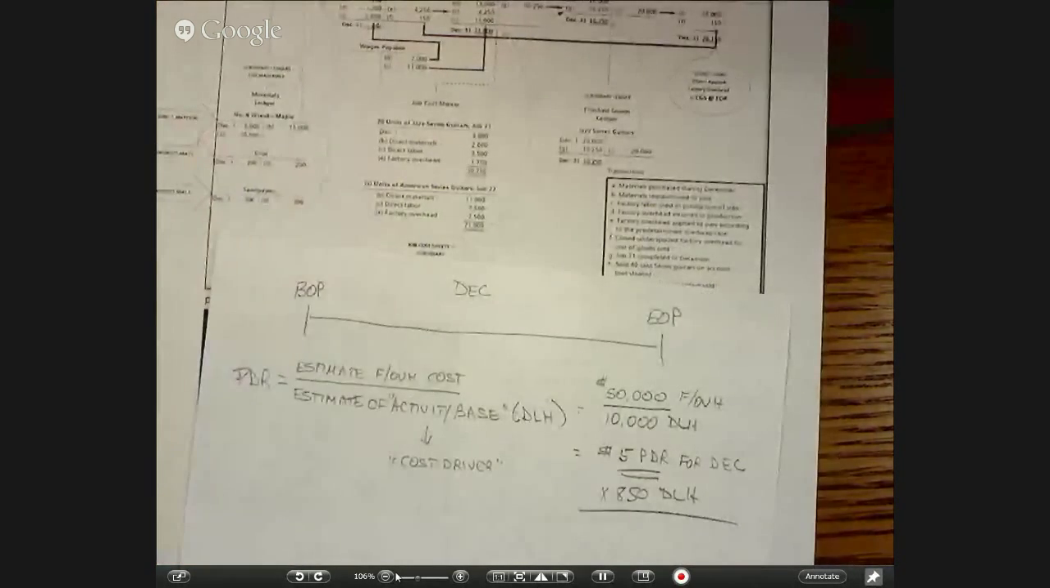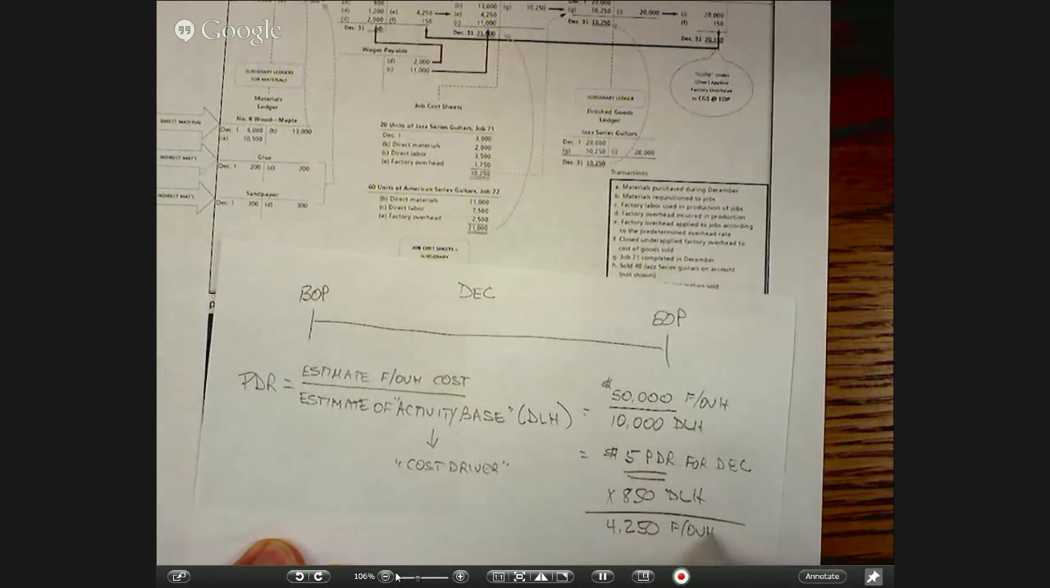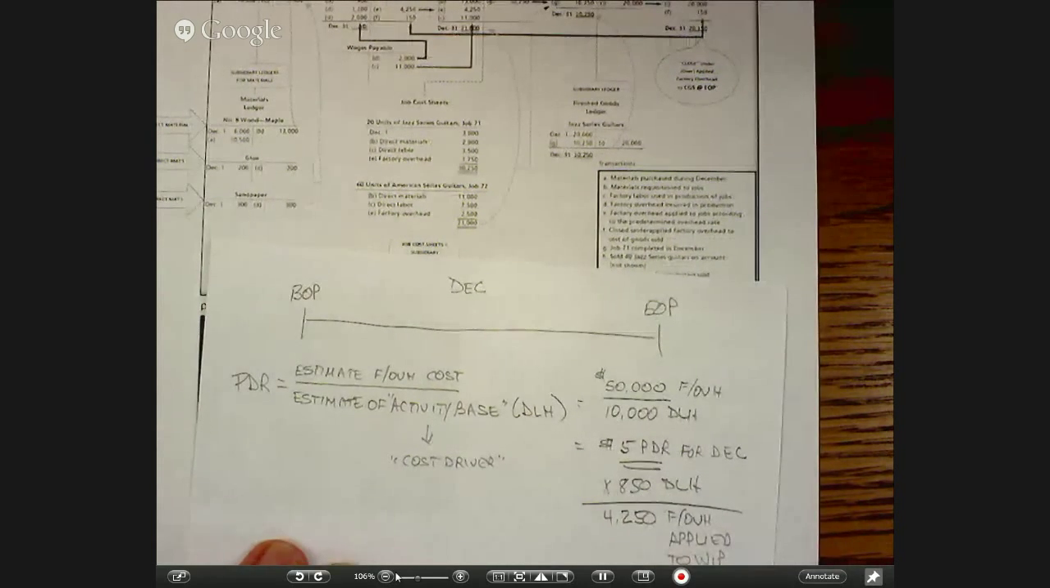So 850 direct labor hours times the $5 predetermined rate would result in $4,250 as the factory overhead that would be applied or allocated to the work in process account.